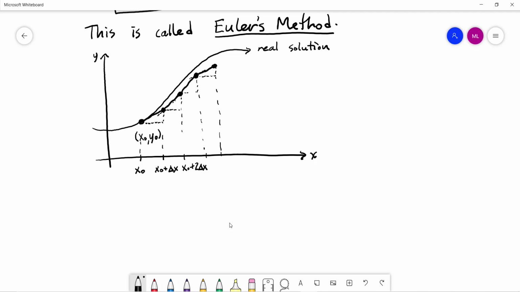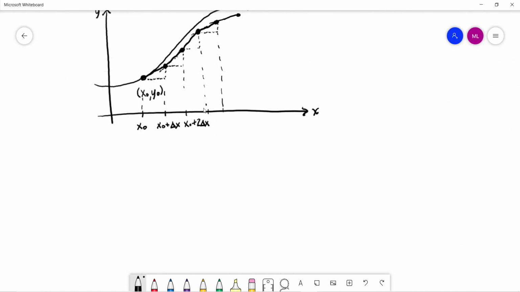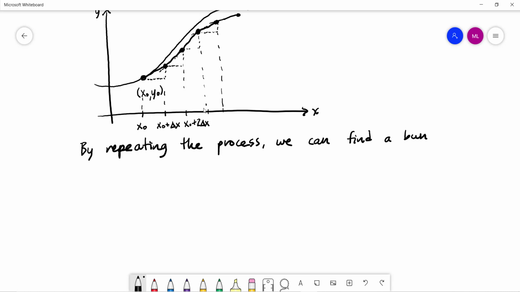So on and so forth, until we are sufficiently happy with our estimate. And you'll notice that this connect-the-dot line I put together doesn't match the real solution exactly. It's going to be inaccurate, but the smaller we make this jump each time, the more accurate our solution is going to be, and the closer it will track the original curve. So making delta x small, and repeating the process, we can find a bunch of points to approximate our curve.